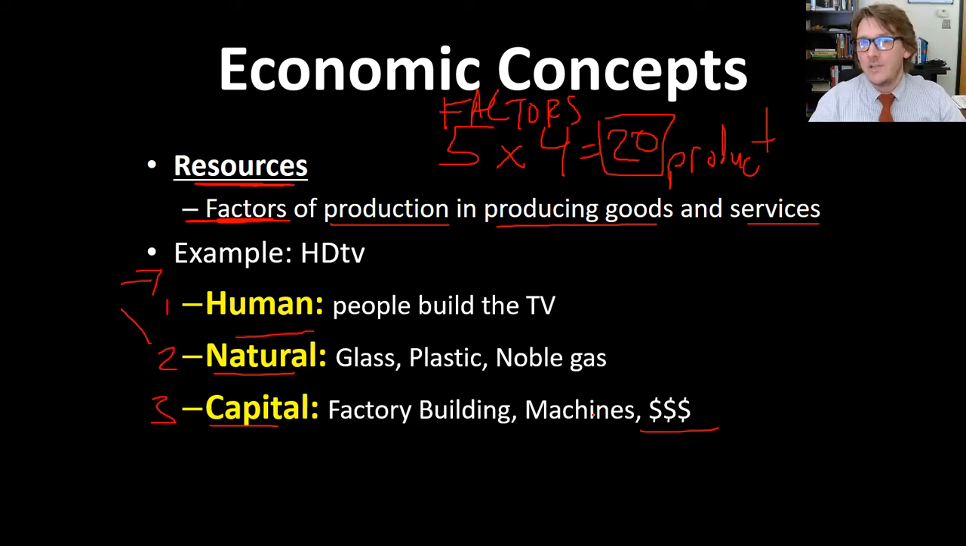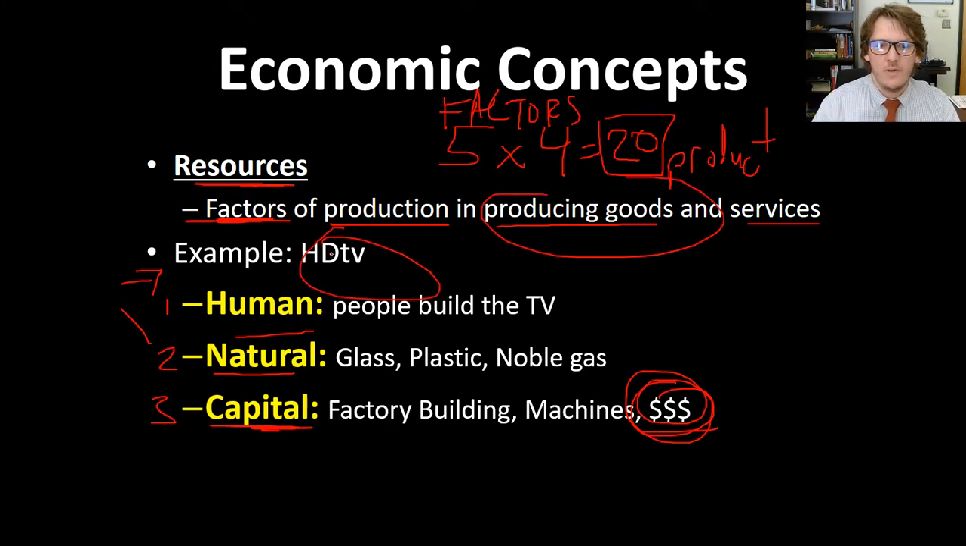Factories, buildings, machines, like a forklift, computers. Those are the capital resources that you also need to combine to make goods. But money is usually the biggest one. You can't run a business, you can't run a factory unless you have money. That is one of the most important capital resources. You combine those three resources, the human, the natural resources, the capital resources, and you can provide a product. You can produce goods. And in this example, it was an HDTV.